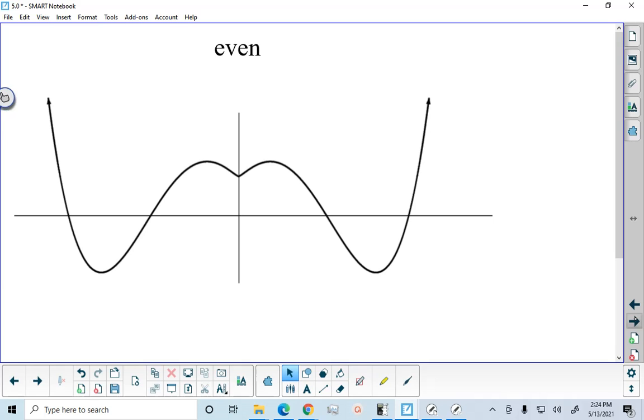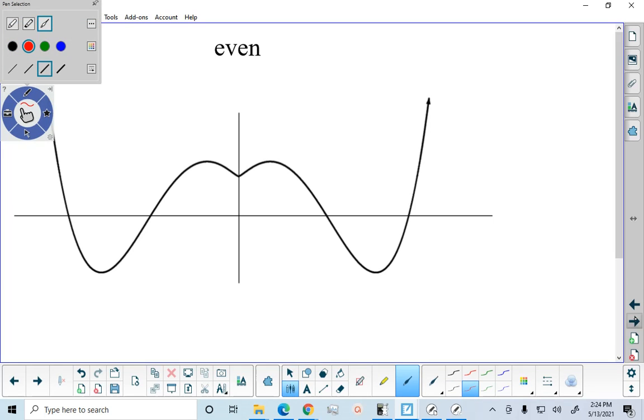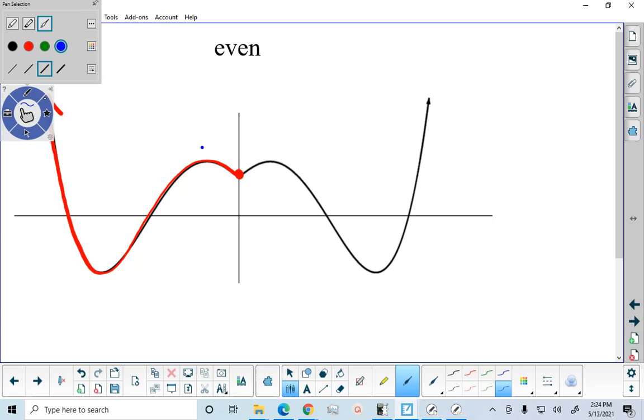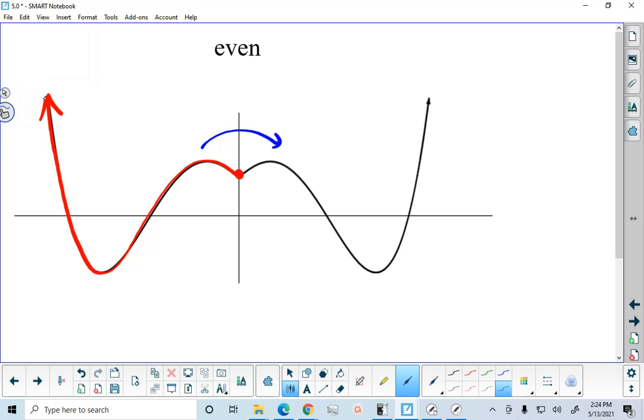What that means is that if you were to take a look at the part of the graph that's to the left of the y-axis and take that graph with an invariant point right here, take that graph and reflect it across the x-axis, then you would get the other half of the function. So that's what it means to say a function is even. That's what it looks like.